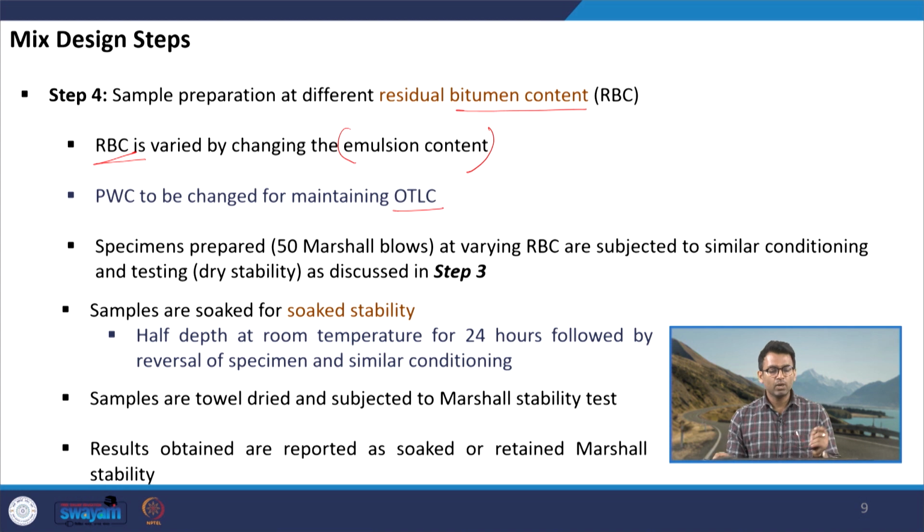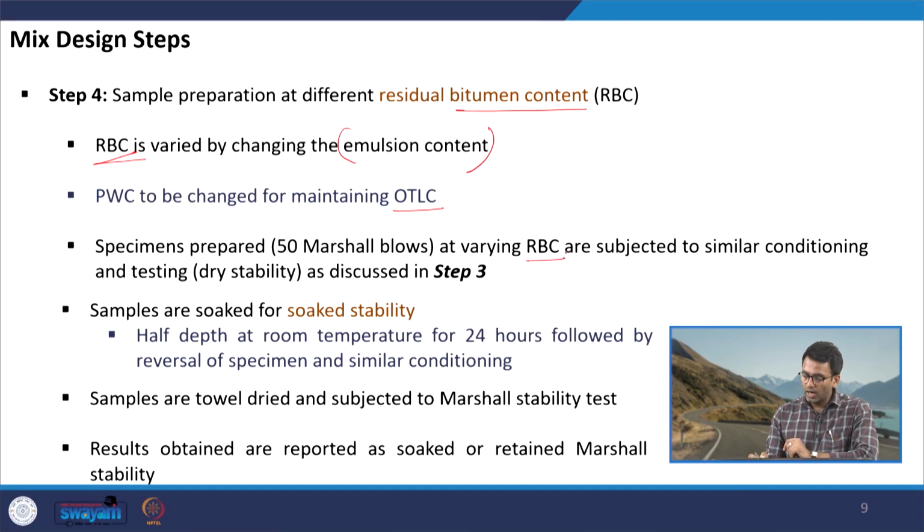I will just repeat this step. I am varying the emulsion content here, alright. So, once I start varying the initial emulsion content, I also have to change the pre-wetting water content such that the total liquid content remains similar to the optimum total liquid content which I have determined in the previous step, alright. So, specimens are prepared at varying RBC, and they are subjected to similar conditioning and testing which was discussed previously in step 3. Here also I am doing the same thing, preparing Marshall samples using 50 blows on both the sides, doing the same conditioning, and then going for Marshall stability test.